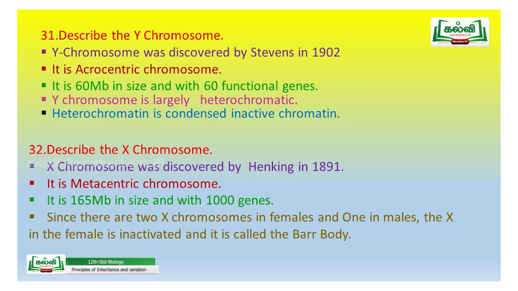Describe the X chromosome. The X chromosome was discovered by Henking in 1891, and it is a metacentric chromosome. It is 165 MB in size with 1000 genes. Since there are 2 X chromosomes in females and 1 in males, one X in females is inactivated and is called the bar body. This is also called dosage compensation.